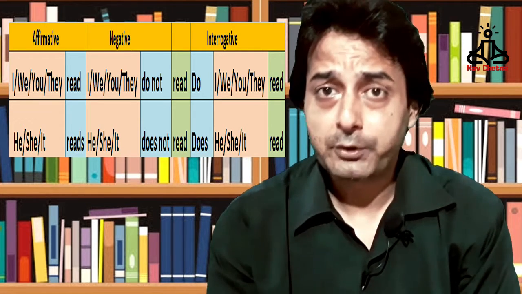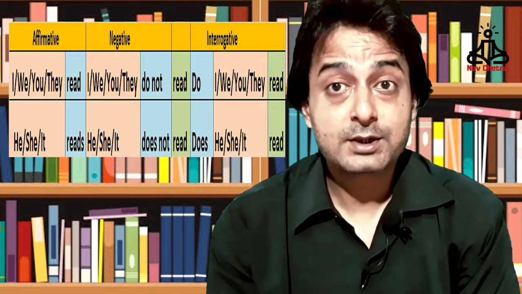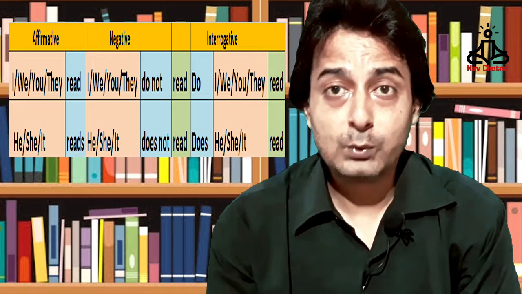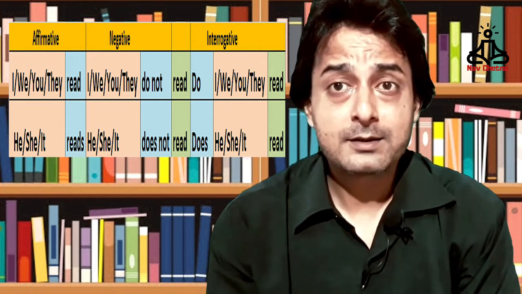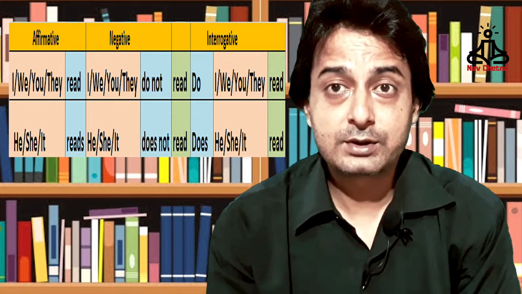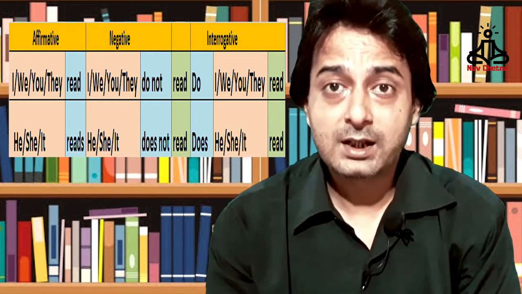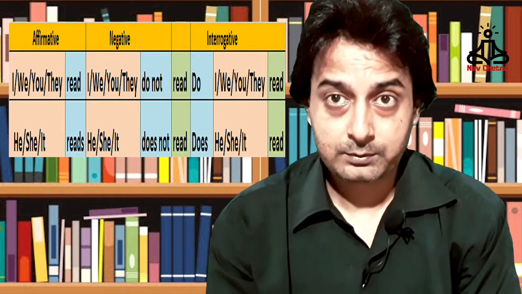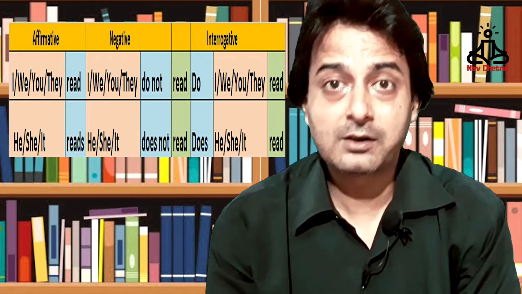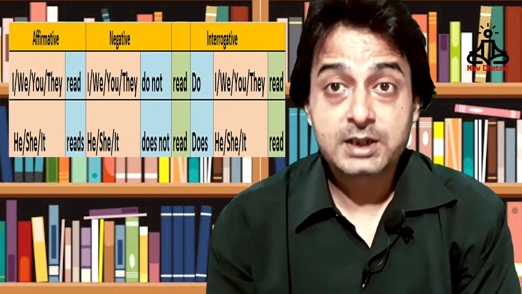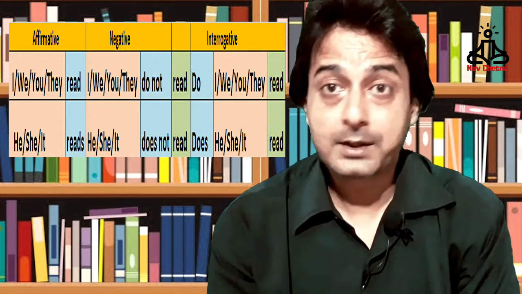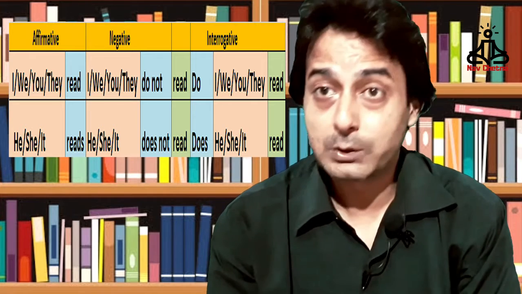As you can see here in the box, plural subjects we, you, and they take a plural verb. I is a singular subject. I is the first person singular pronoun, but it takes a plural verb. Singular subjects he, she, and it take a singular verb. In the simple present tense, we add s or es at the end of a verb to make it singular.